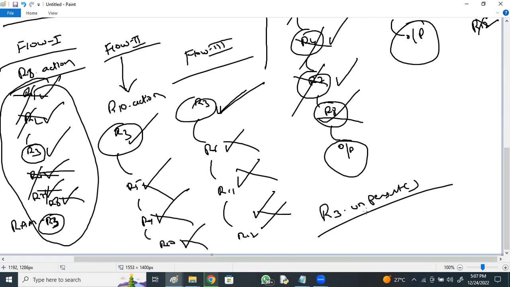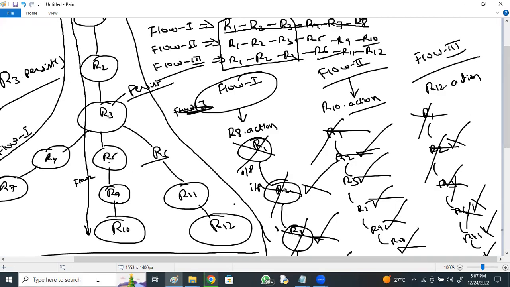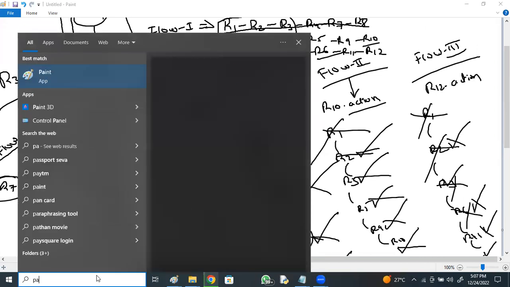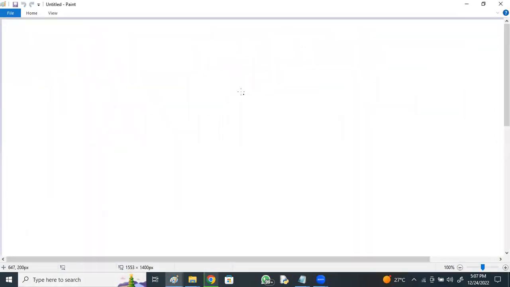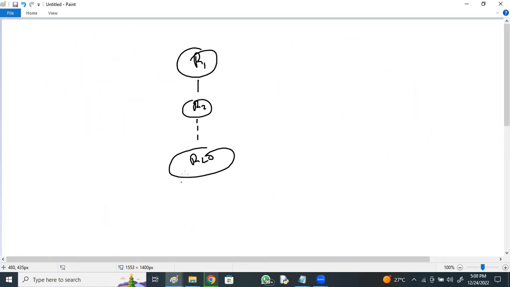What do you mean by persistence? The advantage we get is no need to execute again. Suppose in this way R1, R2, R3, R4, R5 up to R20 is there. The first 20 steps are common for all those flows. 3 flows are there with the same first 20 steps. So I can say R20 dot persist, right?